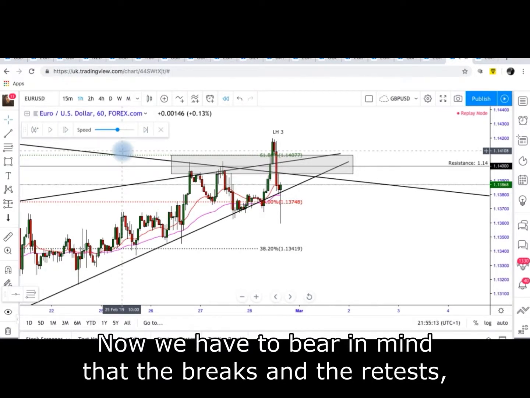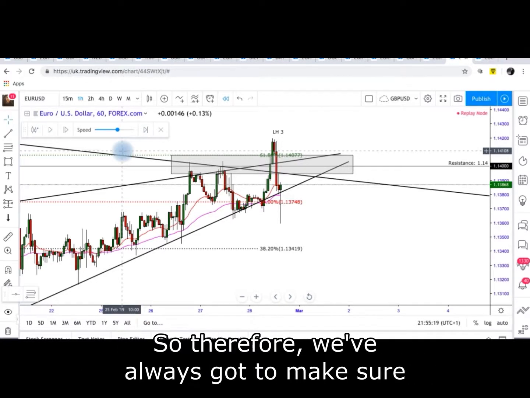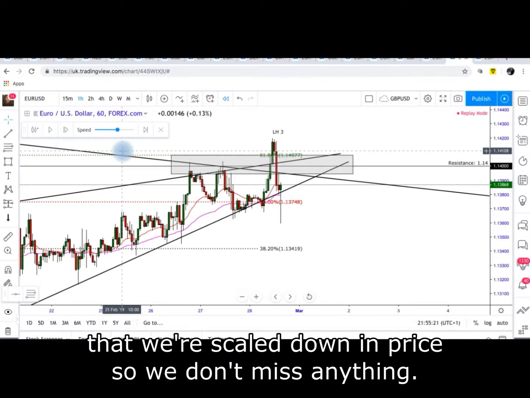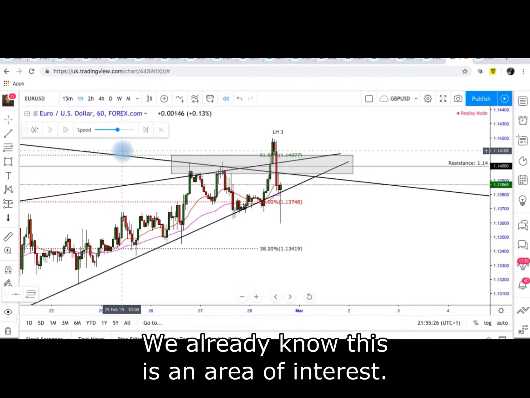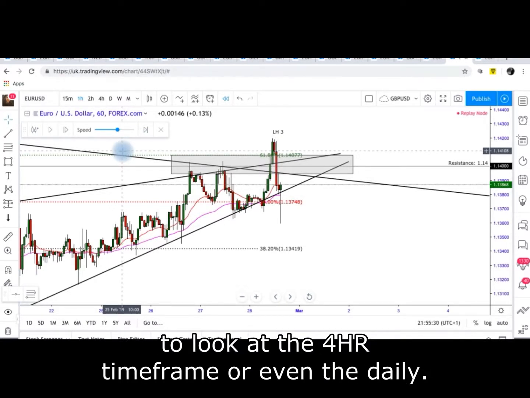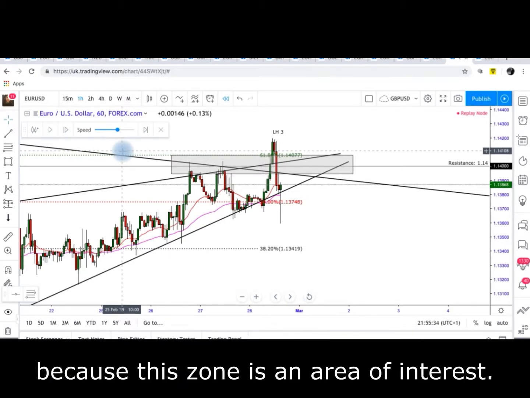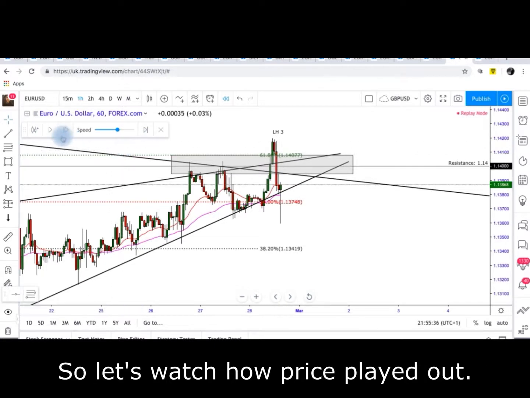Now we have to bear in mind that the breaks and the retests on the larger time frames are very difficult to see. So therefore we've always got to make sure that we're scaled down in price so that we don't miss anything. We already know that this is an area of interest, so there should be absolutely no reason at all why we're looking at the 4-hour time frame or even the daily. We should only be looking at the hourly right now because this zone is an area of interest. So let's watch how price played out.